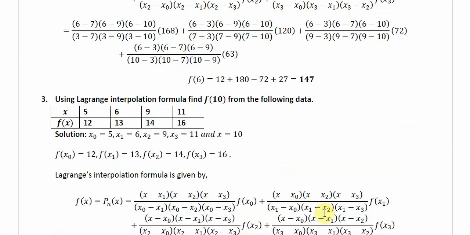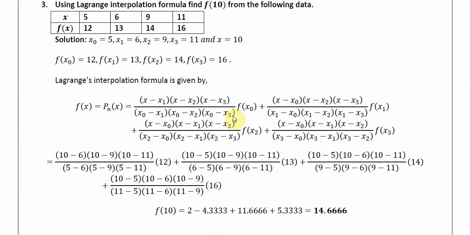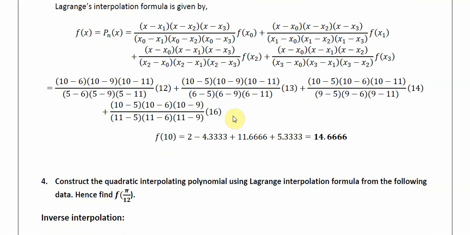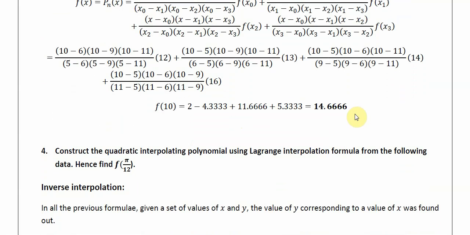Similarly, the third problem also, find f of 10 from the following data. First write the data. Here also it is not a polynomial, we have to find the value at x equal to 10. That is x is equal to 10. So substitute in the formula, simplify, you're going to get the answer. The answer is 14.6666. You can use your approximations also. You have studied in your first unit. You can approximate up to 4 digits.